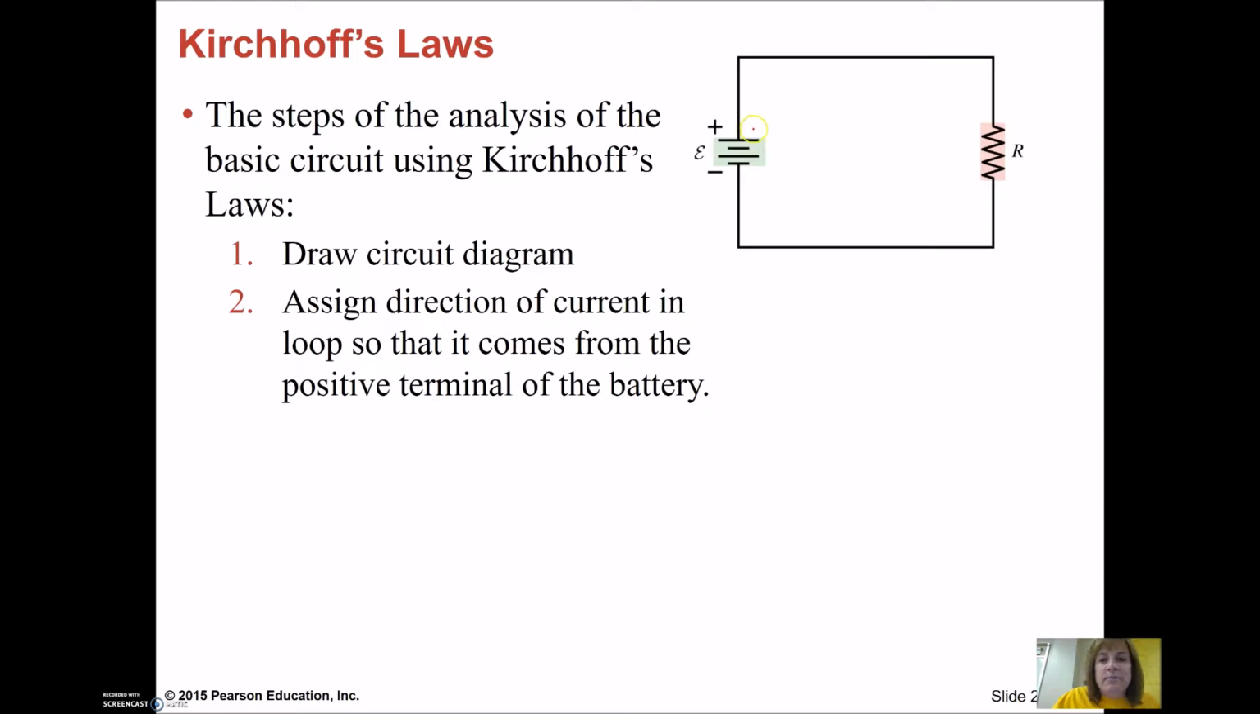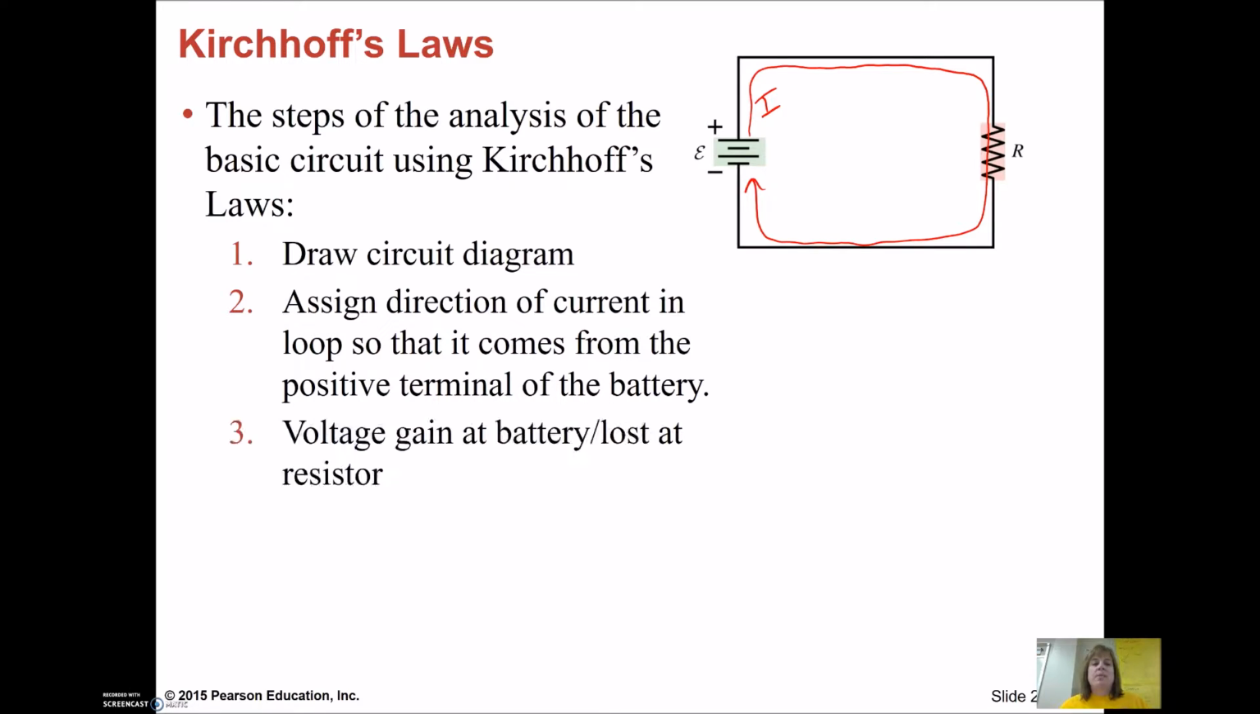Now, sometimes if you're doing more complicated problems, that may change, but for this class, we're always going to make the current come out of the positive terminal of the battery. And notice it goes all the way around this closed loop. So I have a closed loop where I have current flowing out of the battery through the resistor.